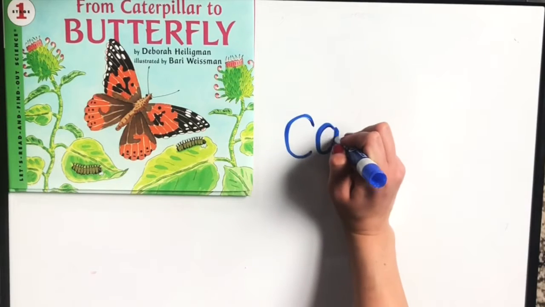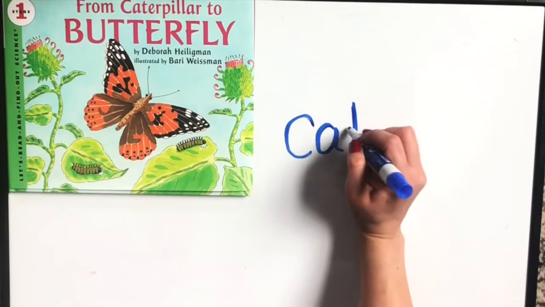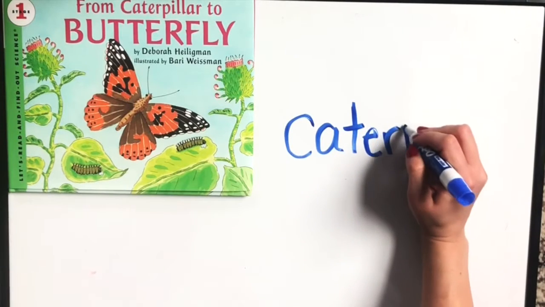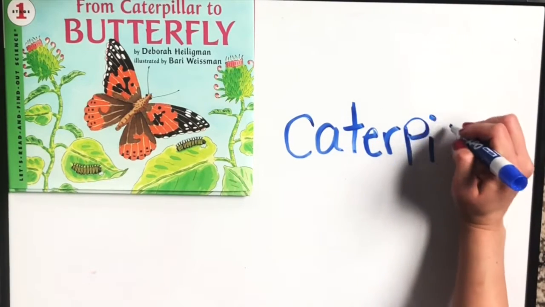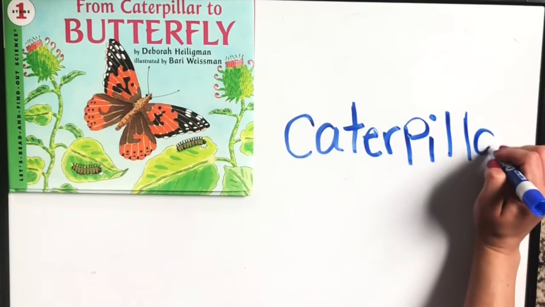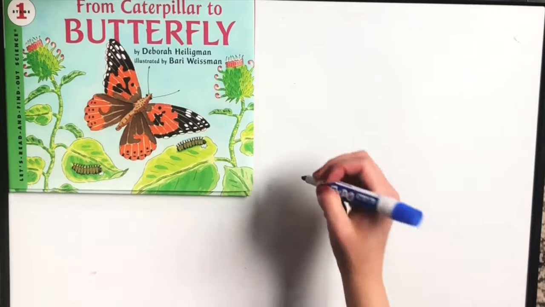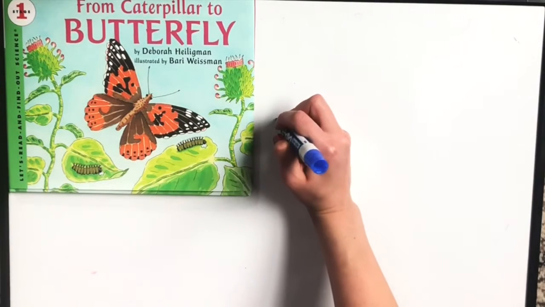little baby caterpillar comes out and starts eating the leaf that it was born on. So caterpillar. And again, friends, take your time writing each letter. You can pause the video if you need to. The next word that we're going to write is molting.